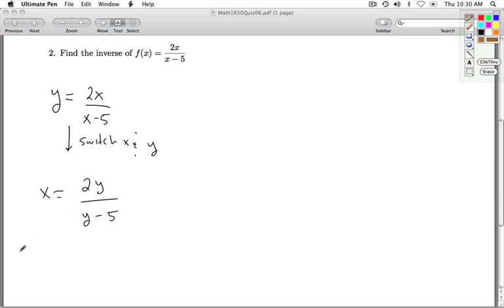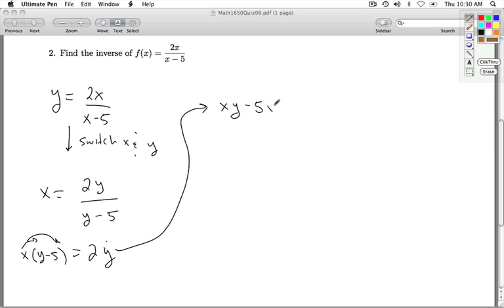The first thing we'll do is multiply both sides by that denominator to get rid of it. So when I multiply this by y minus 5, it cancels out and leaves me with 2y. We're going to go ahead and multiply out the left-hand side and distribute that through. xy minus 5x equals 2y.